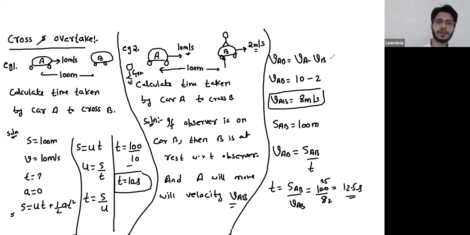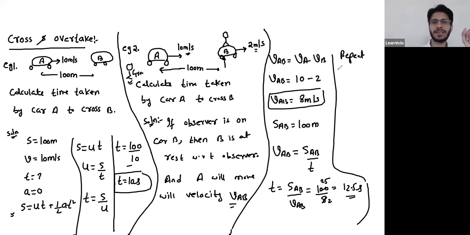Now do one thing. Repeat the same calculation assuming that your observer is on it. It will further clarify your concepts. Repeat the same problem with respect to an observer on it. Same problem you have to repeat with respect to an observer which is on car A. You know the answer should be the same. The time will not depend upon the observer. Just try it.